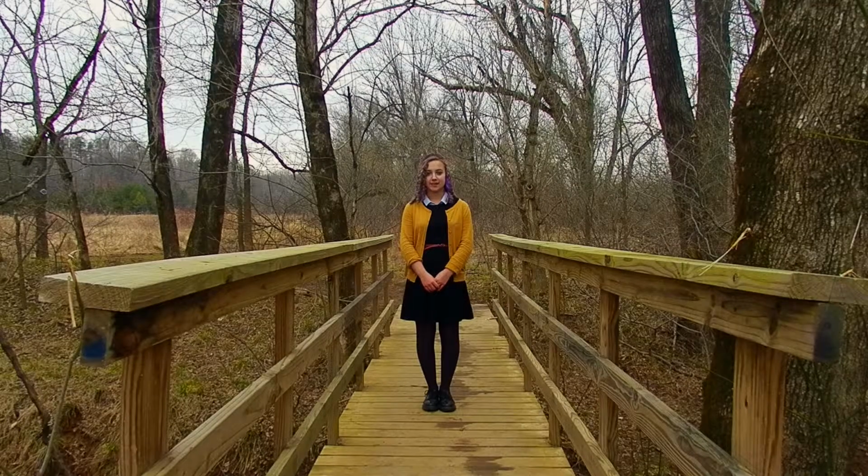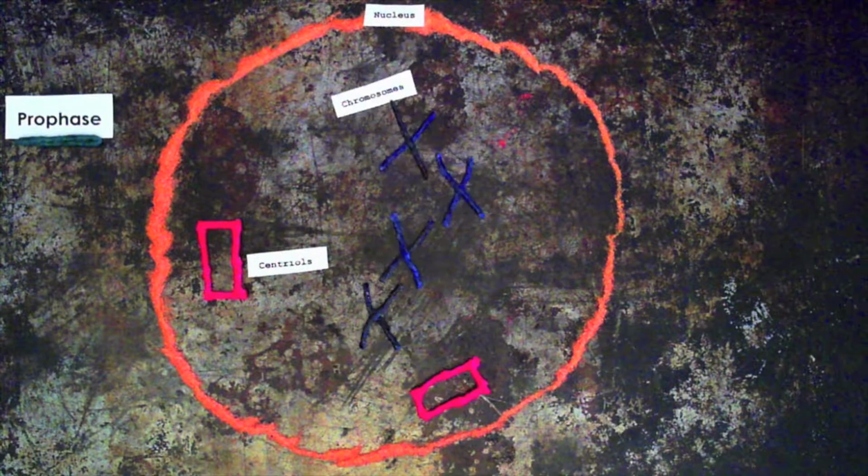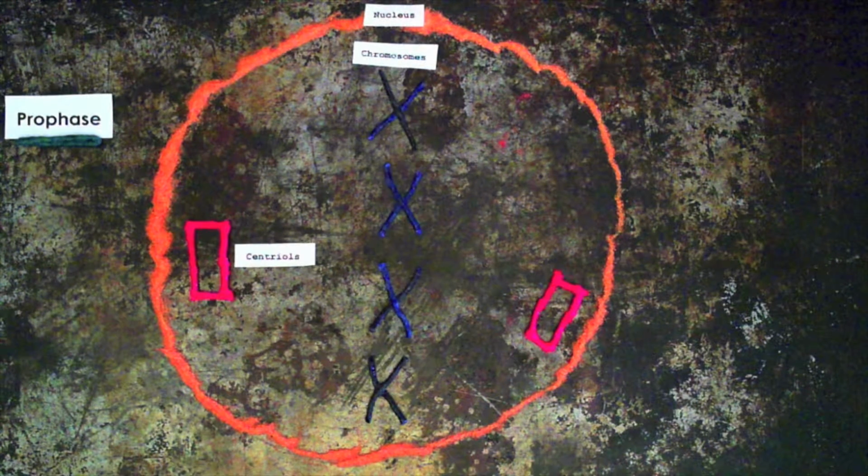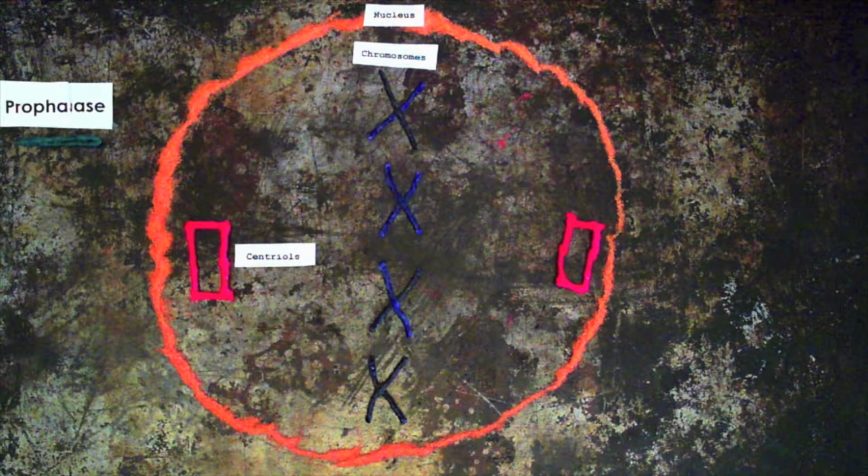The second phase is called metaphase. During this step, the mitotic spindle simply pushes and pulls the chromosomes towards the equator of the cell.